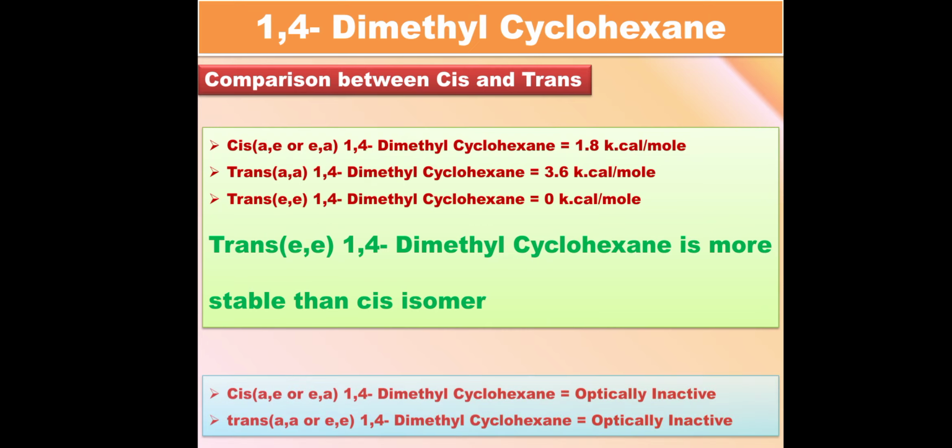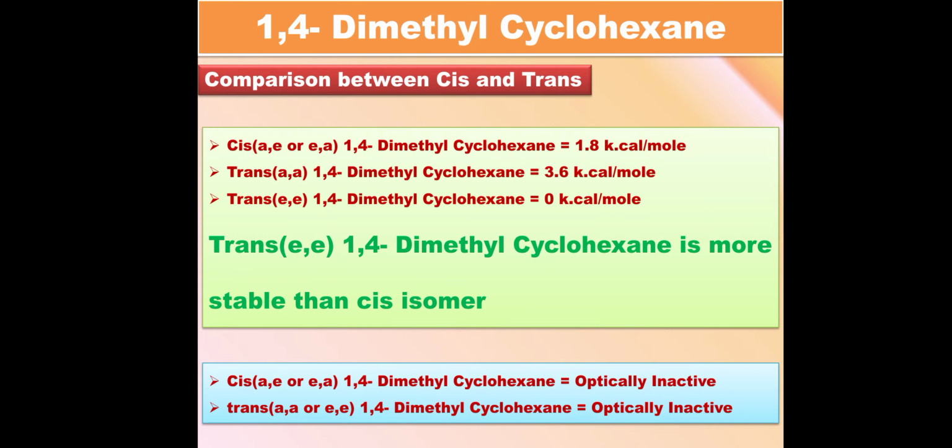As far as optical activity is concerned, cis axial-equatorial or equatorial-axial 1,4-dimethylcyclohexane is optically inactive as there is a plane of symmetry passing through C1 and C4. And in the case of trans diaxial or diequatorial 1,4-dimethylcyclohexane, it is also optically inactive as there is a plane of symmetry as well as a center of symmetry. So that's what we have on the stereochemistry of disubstituted cyclohexane. We have learned about 1,1-disubstituted, 1,2-disubstituted, 1,3-disubstituted and 1,4-disubstituted cyclohexane.